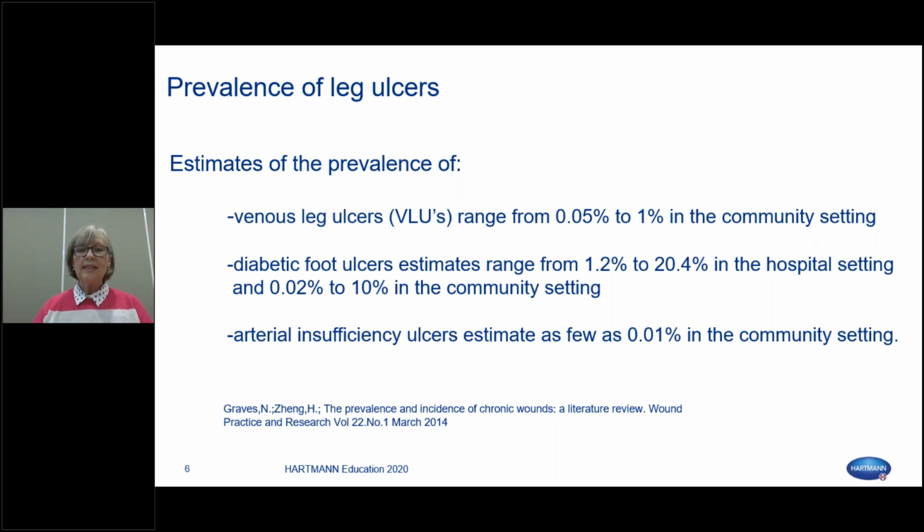So, according to a study by Graves and Zeng in 2014, estimates of the prevalence of venous leg ulcers range from 0.05% to 1% in the community setting. Diabetic foot ulcer estimates range from 1.2% to 20.4% in the hospital settings and 0.02 to 10% in the community setting. And arterial insufficiency ulcers estimate as few as 0.01 in the community setting.